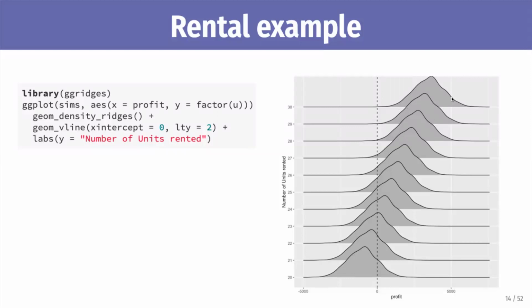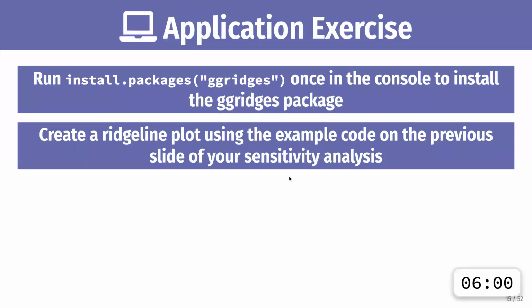But if we had picked a different distribution to approximate how we think our monthly expenses would be, then we would see a different shape here. And that shape can be important when trying to figure out the likelihood of different points. So I want you to run install.packages ggridges once in the console, and that will install the ggridges package. And then using similar code to the previous slide, try to create a ridgeline plot of your sensitivity analysis, so of your simulations looking across the different values of U.